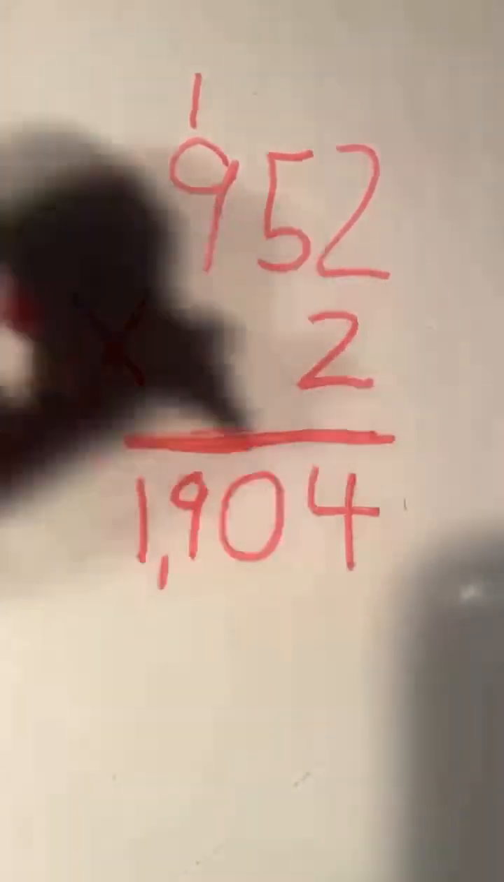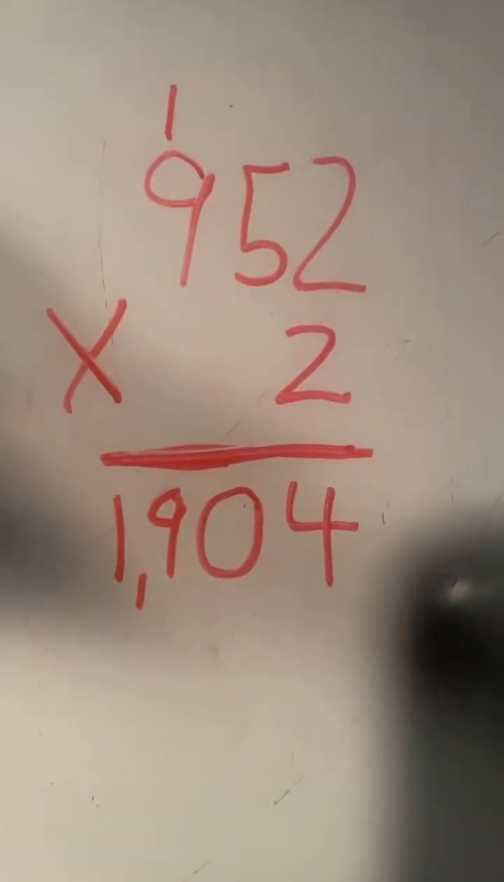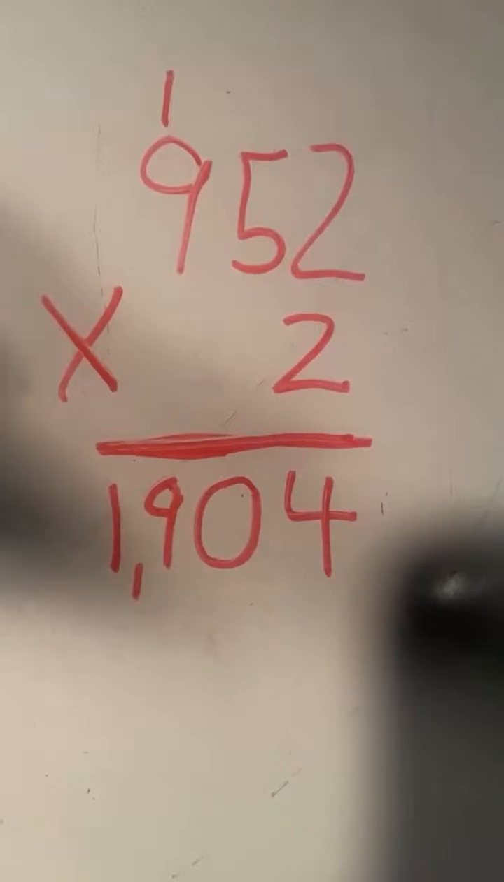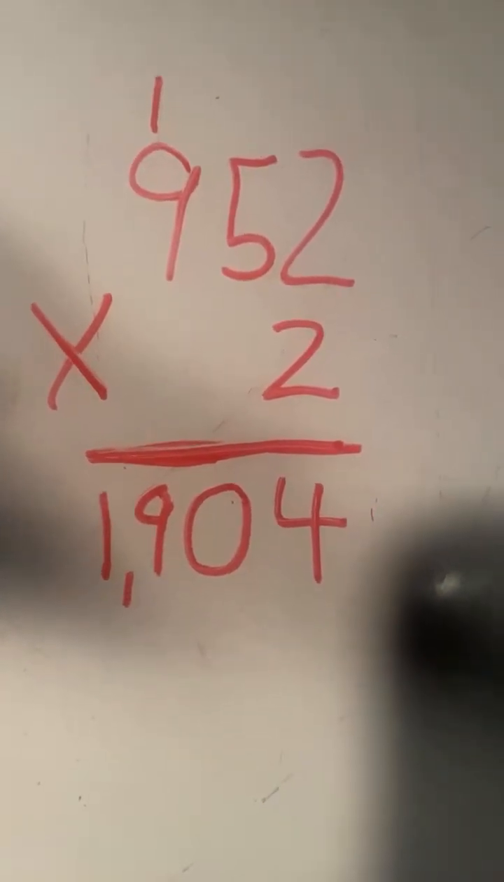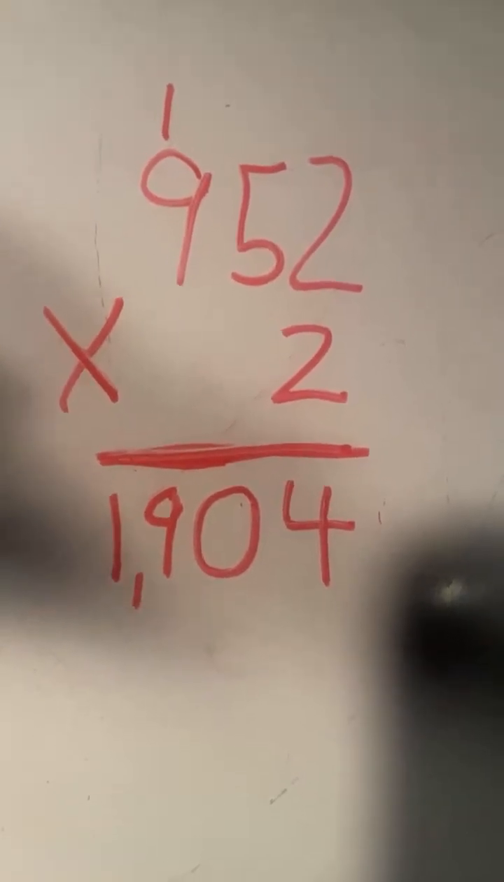9 times 2 equals 18, plus 1 equals 19. And we have our final answer. 952 times 2 equals 1,904.